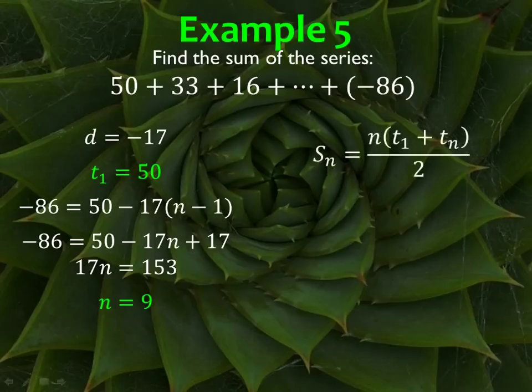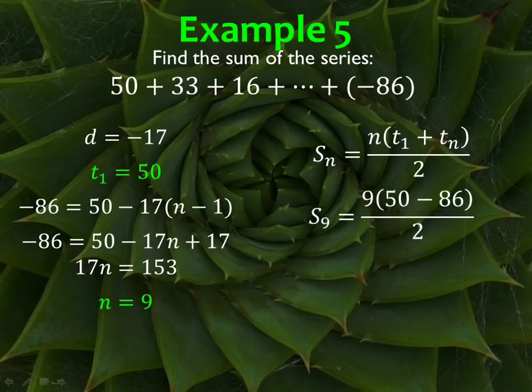So now you use the sum formula, the series formula. Now you know n is 9. The first term is 50. The last term is negative 86. You're going to take that value and divide the whole thing by 2. And your total sum is negative 162. So if you don't know the number of terms, you'll have to figure out how many terms there are by using the formula for the nth term of a series.